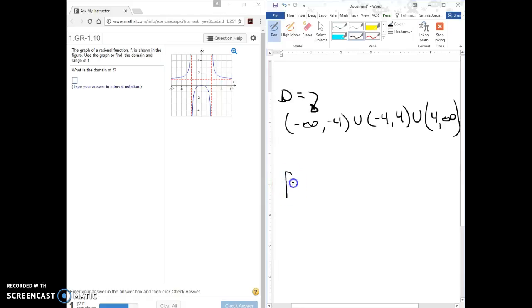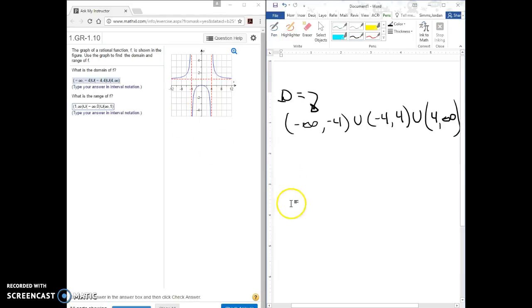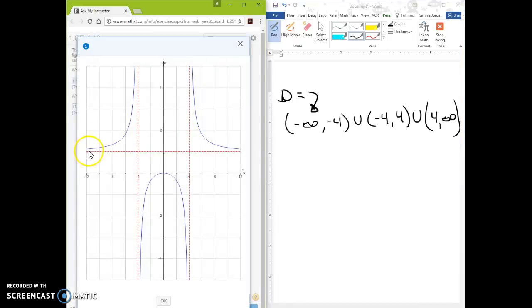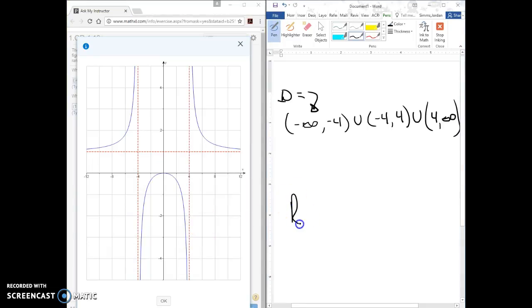That's the domain. Now let's take a look at the range. Okay, so for the range, let me blow this up again, we're going to take a look at the y-axis. And we always start again at the most negative value, which is down here. So we have this interval. We can see the graph comes from -infinity on the y, up to 0, and then it goes back down again. So the range is going to equal the interval from -infinity to 0.